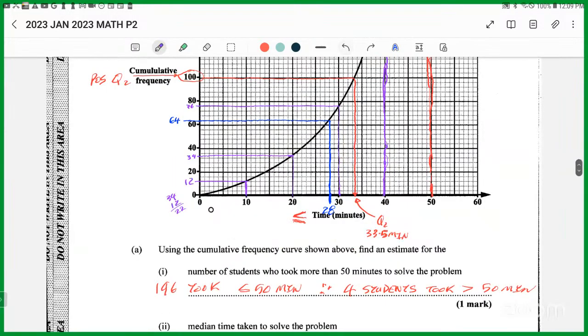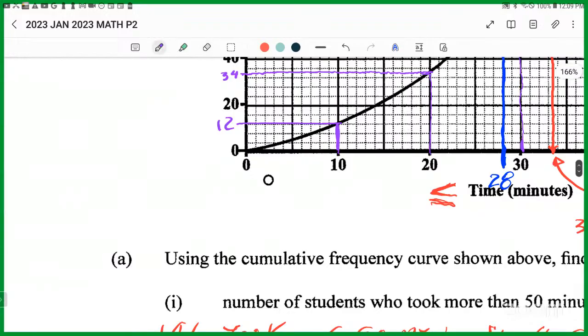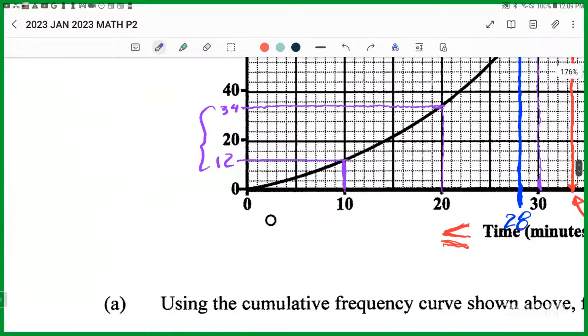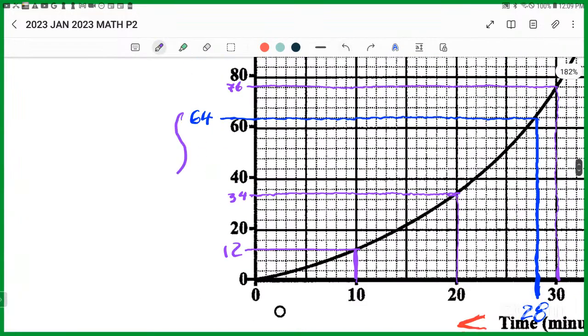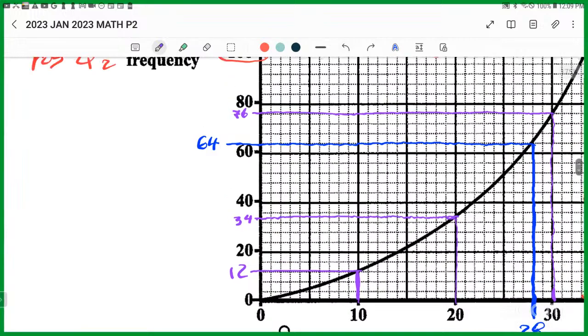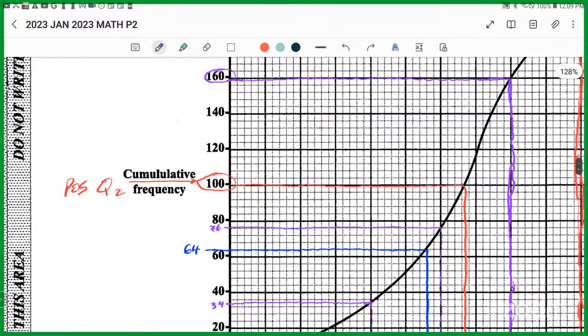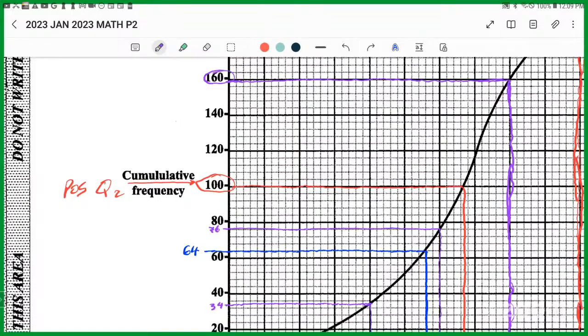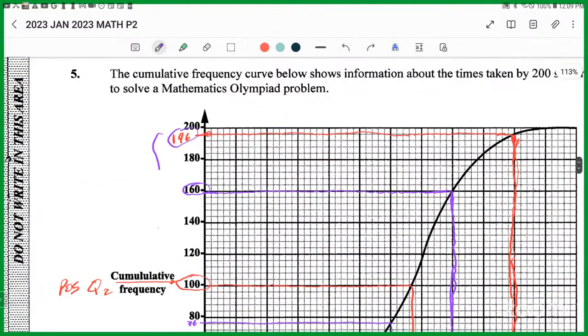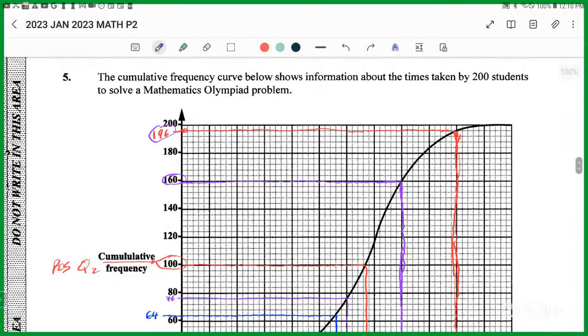The first interval is 12 down here. The second interval is between 34 and 12. The next interval is between 76 and 34, in purple. The next interval was between 160 and that. The next interval was between this. So the intervals are the differences of your cumulative frequency. Those are your frequency values. Everybody got that?